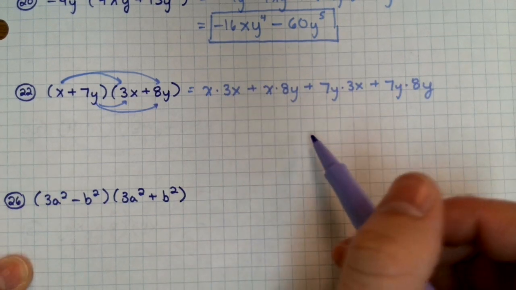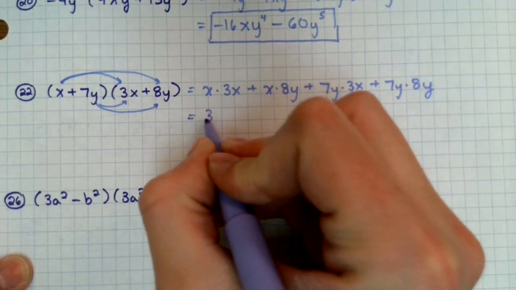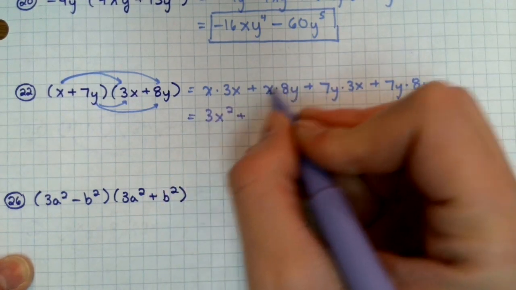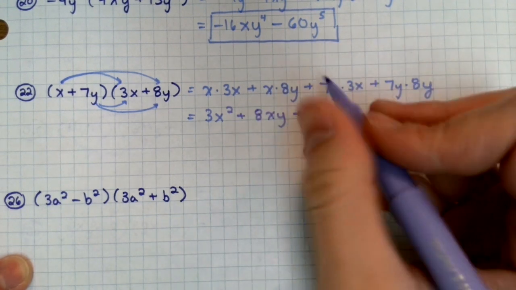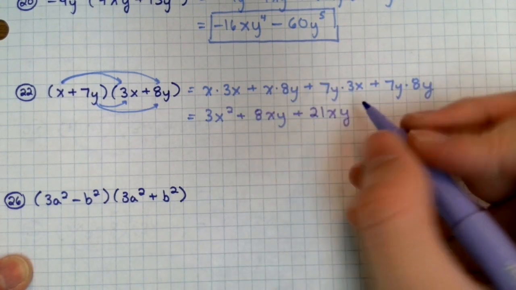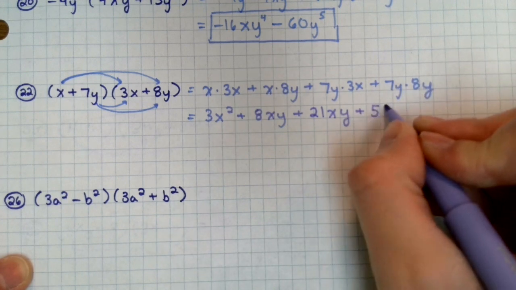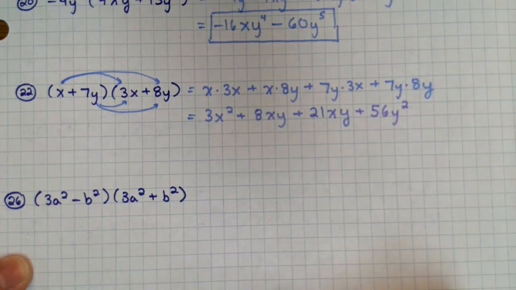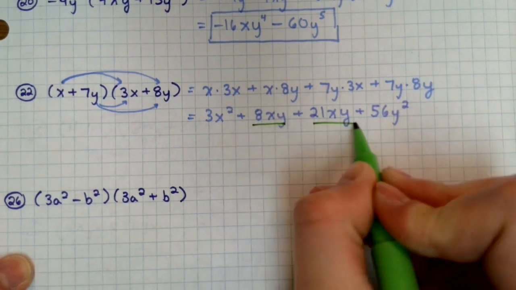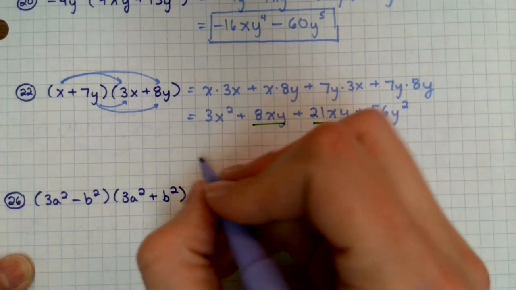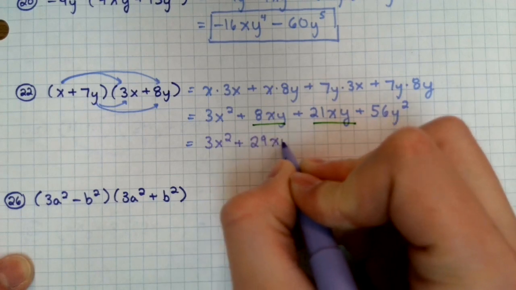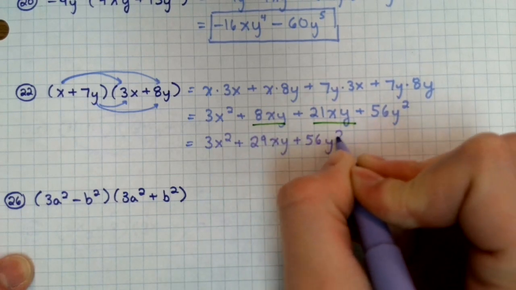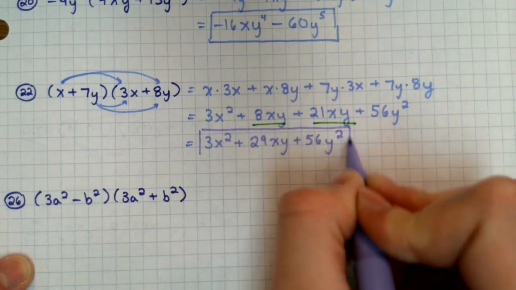Now we're going to go through and simplify this. x times 3x is going to give us 3x squared, plus this right here is going to become 8xy, plus 7y times 3x is going to be 21xy. And then 7 times 8 is 56, and then this will be y squared. In this next step, we have one pair of like terms with the xy's. So we're going to combine those for our final answer, which will be 3x squared plus 29xy plus 56y squared. And that's our final answer for this multiplication question.